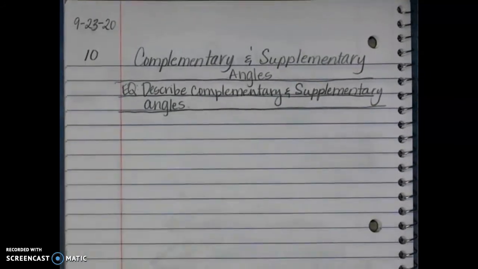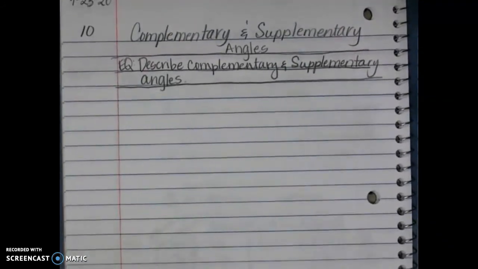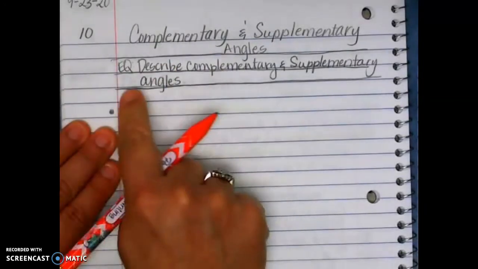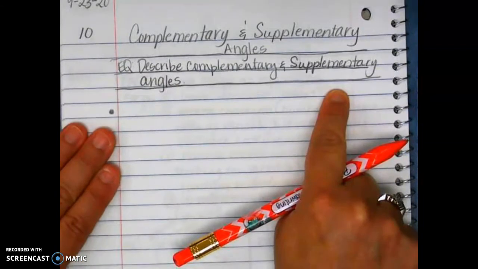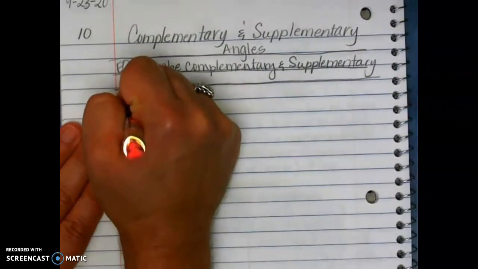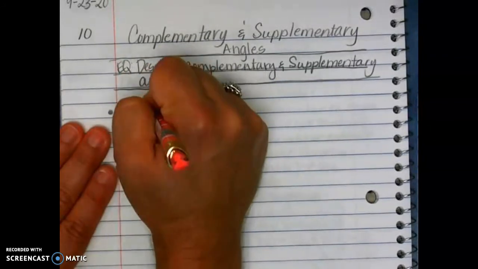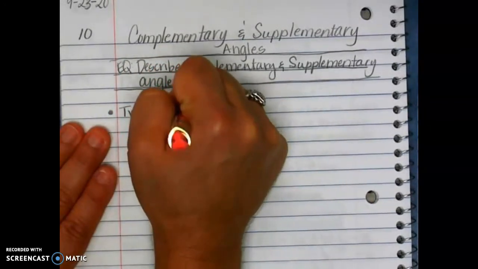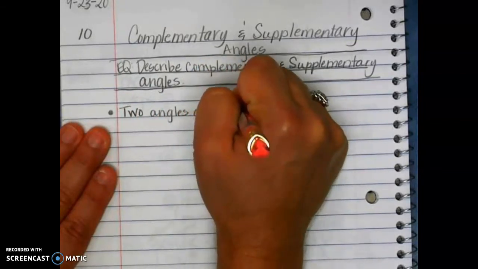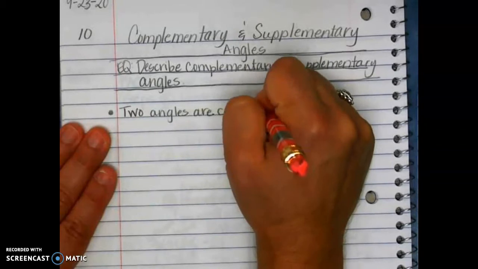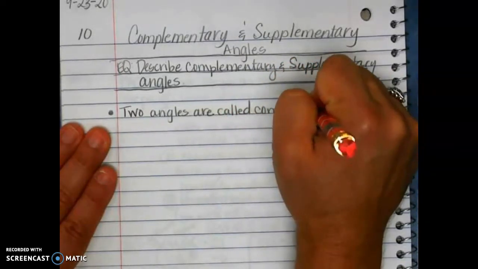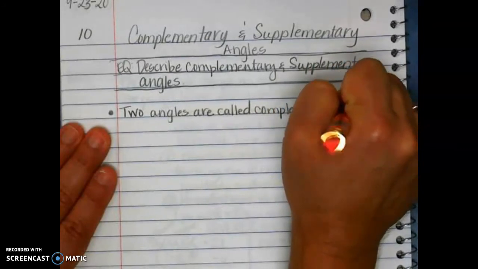So let's get started with just the basics on complementary. Okay, so right here, I'm going to begin my notes. I just skipped a little line here at the top to give myself some room, and we're going to start by writing the definition. Two angles are called complementary. Complementary is how you spell it.